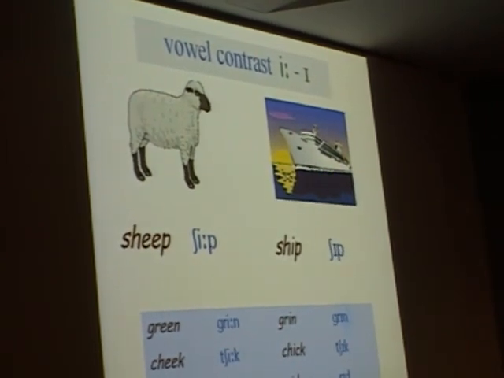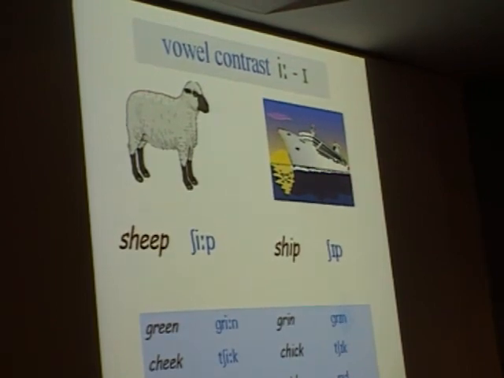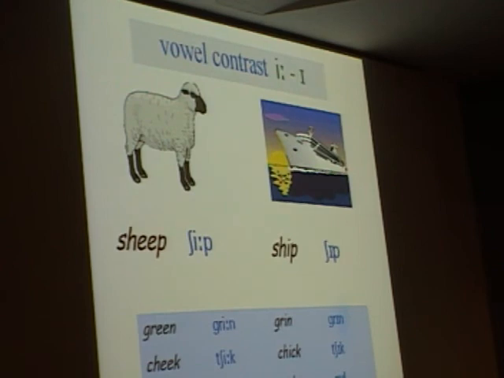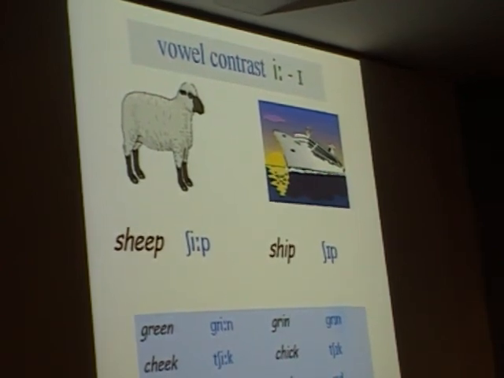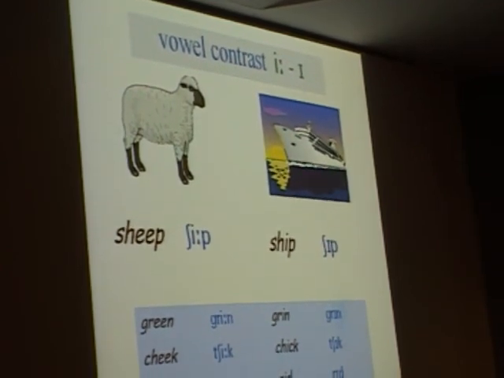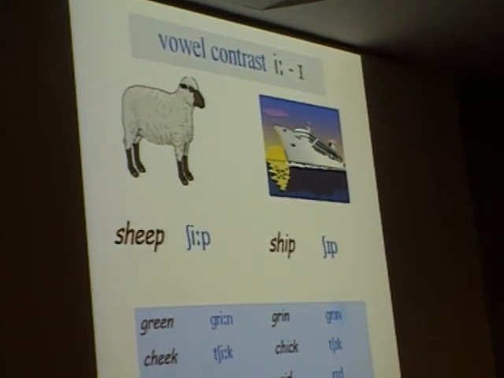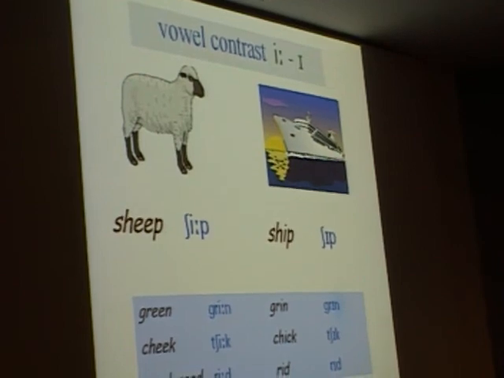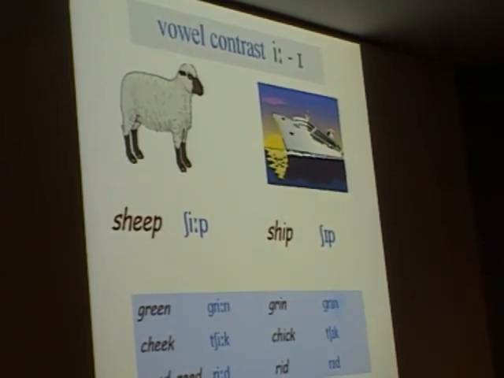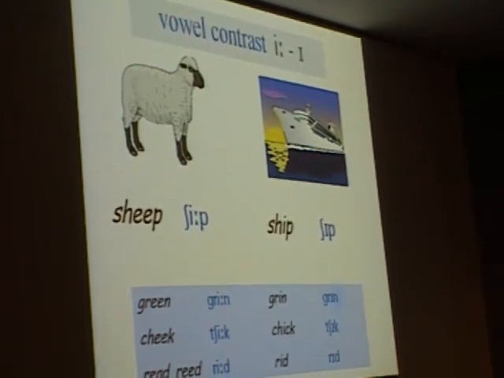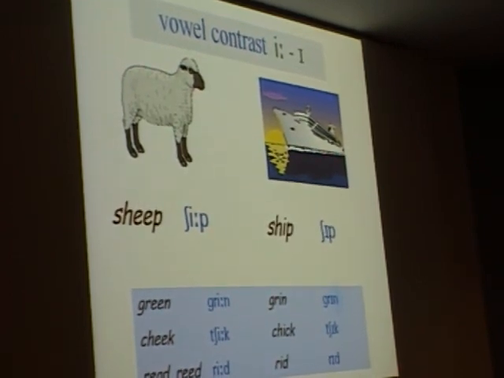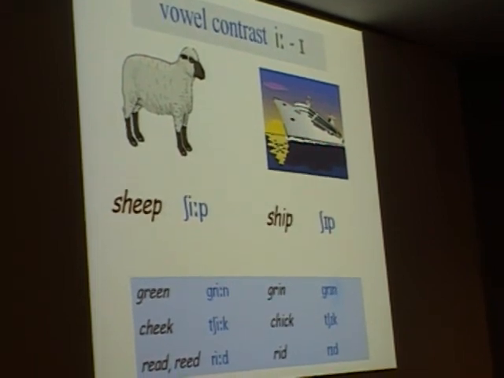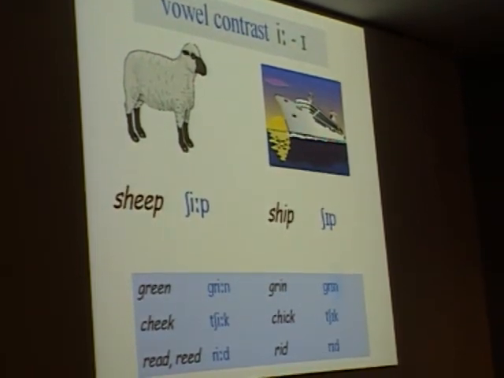Here, for example, is a pair that gives difficulty to many learners, the difference between a sheep and a ship. There on the left, we have a sheep. On the right, we have a ship. So, just for practice, would everybody point to the sheep? Point to the sheep, please. Go on, do it. Point, that's right, point to the sheep. And now point to the ship.